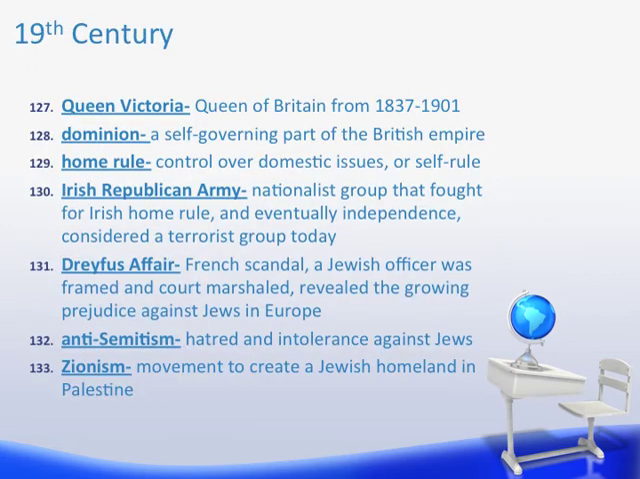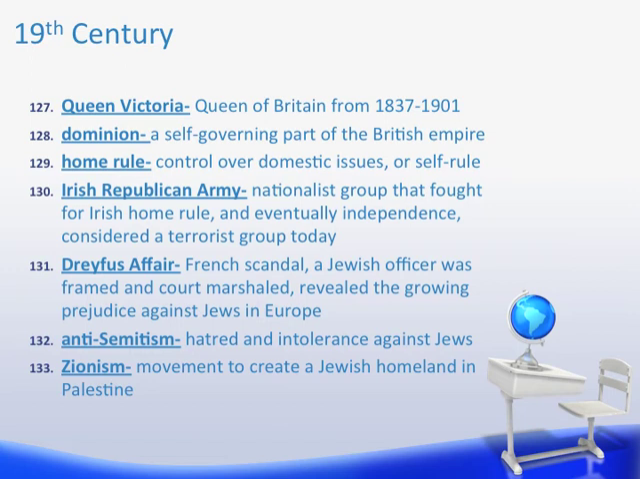All right, 19th century terms you need to know. Queen Victoria. She is the Queen of Britain from 1837 to 1901, one of the longest reigning monarchs in history. And her name is the name for the 19th century, the Victorian era. Dominion. This is a self-governing part of the British Empire. It was Canada, New Zealand, and Australia. Home rule. This is control over domestic issues and self-rule. You hear it a lot in terms of Ireland, India, and South Africa. They were all denied home rule by the British.